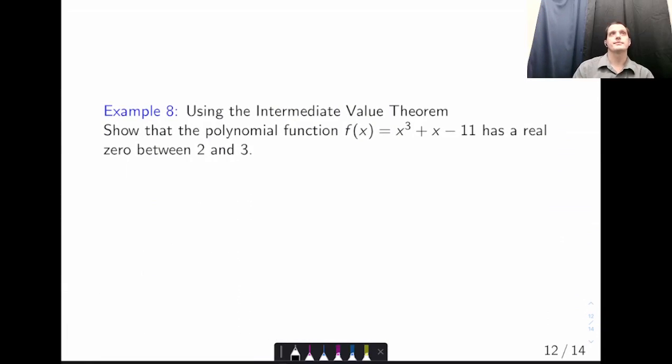We're going to use it. Show that the polynomial function f of x is equal to x cubed plus x minus 11 has a real 0 between 2 and 3. Folks, take out your calculator. It's really just that.